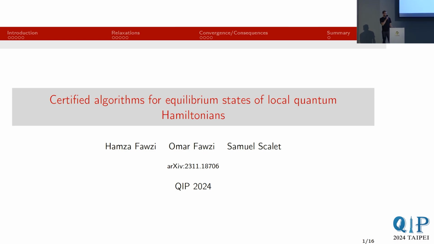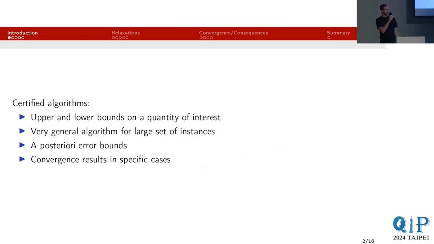Let me first start with explaining this first word of the title, because we might not all be talking about the same thing. What do we mean by a certified algorithm? There's a quantity that we want to compute, some quantity of interest. It will be something in quantum many-body physics. And what we want is upper and lower bounds on this quantity. So you give an algorithm, and the algorithm outputs two numbers, an upper and a lower bound.